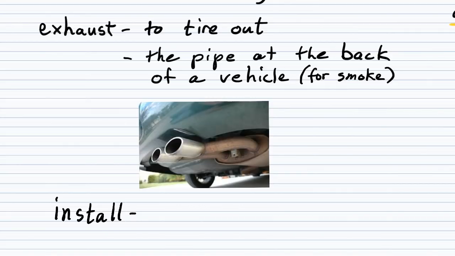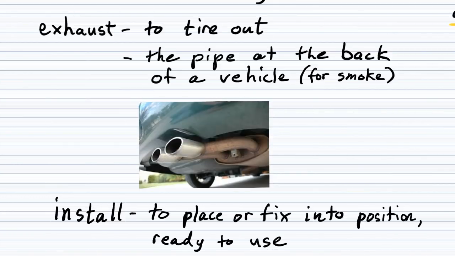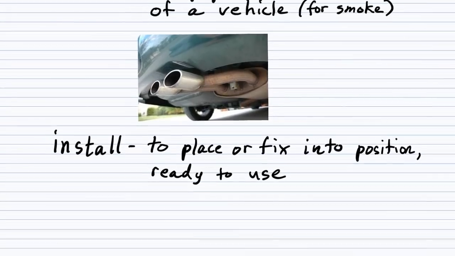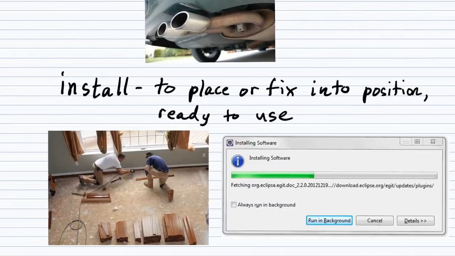And we're going to do the word install. And to be honest, I struggled with this definition a little bit, but I'm going to go with to place or fix in the position, ready to use. But I want to give some examples. So one way to use the word install is like in your house, if you're putting in a dishwasher or some new shelves, or these guys are putting in some new flooring, they're installing it. So putting in some kind of machine or equipment or furniture would be installing it. You're putting it into place, into position.